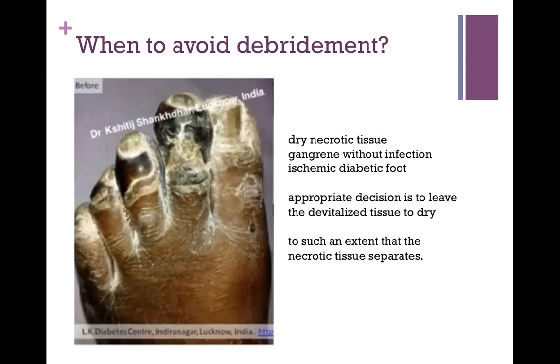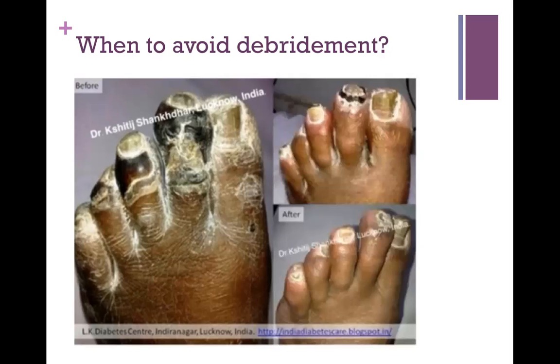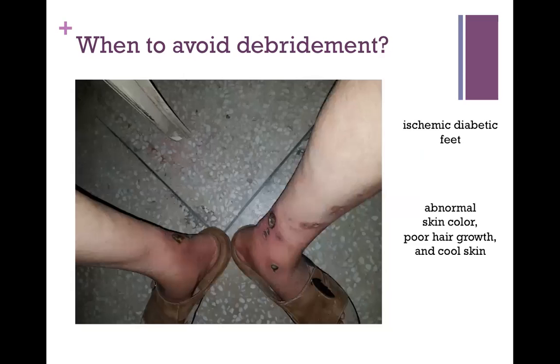For example, in this case, one can notice dry necrotic tissue, gangrene without infection, ischemic diabetic foot. So the appropriate decision is to leave the devitalized tissue to dry to such an extent that the necrotic tissue separates, and this is what was done. The gangrene was relatively superficial, and with time, the lesion healed.